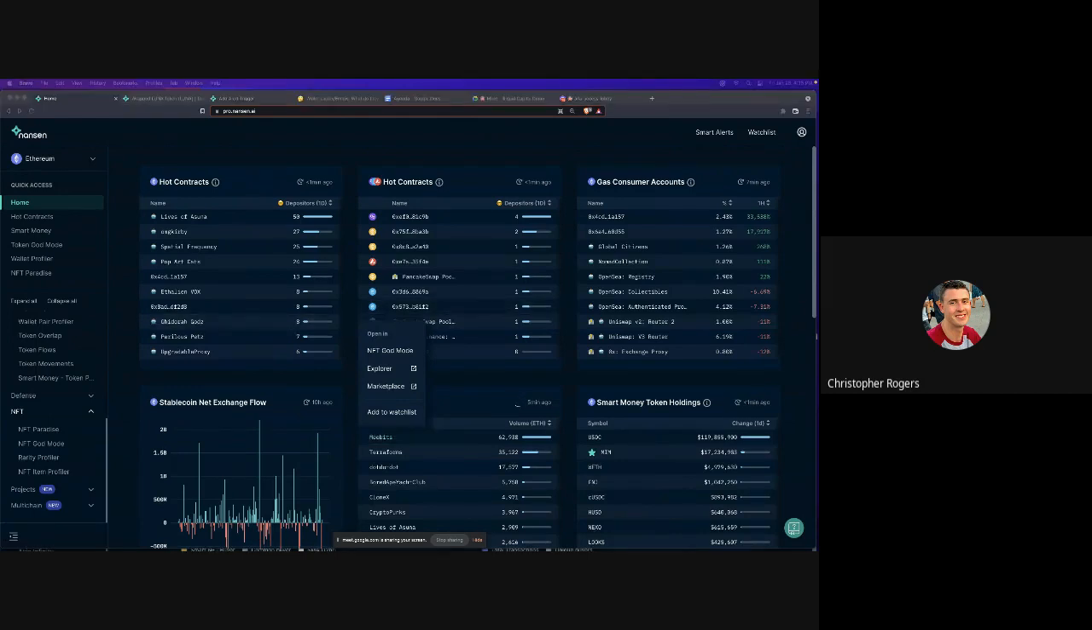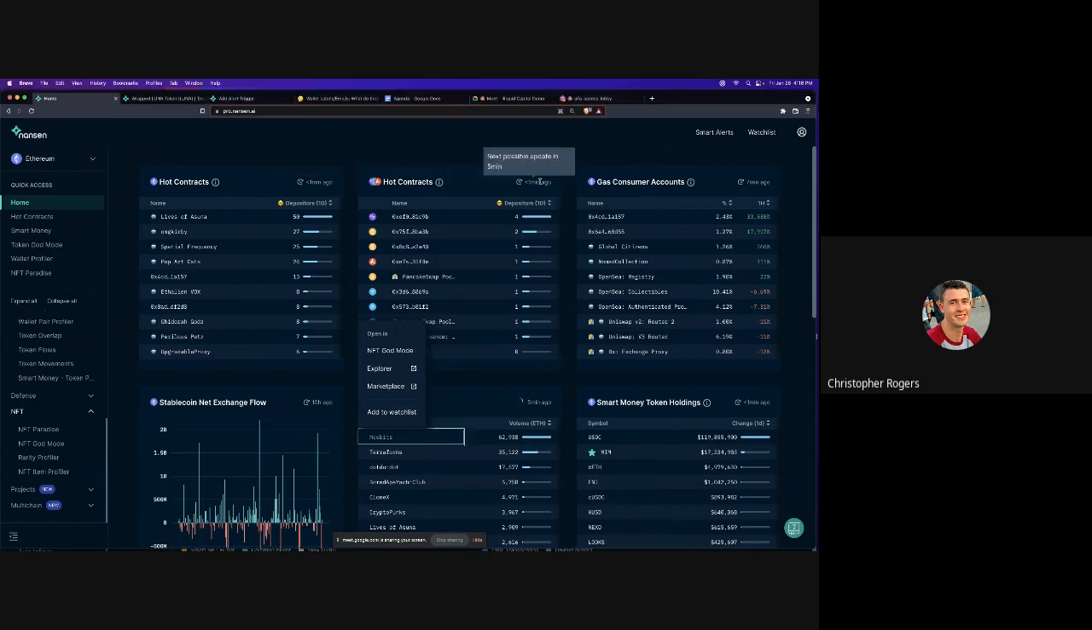And then the next question is from CassZ71. What's the refresh time on your data? That's a great question. As you can see on these widgets, if you hover over them, it'll provide us with an update as to when the next possible update will be.